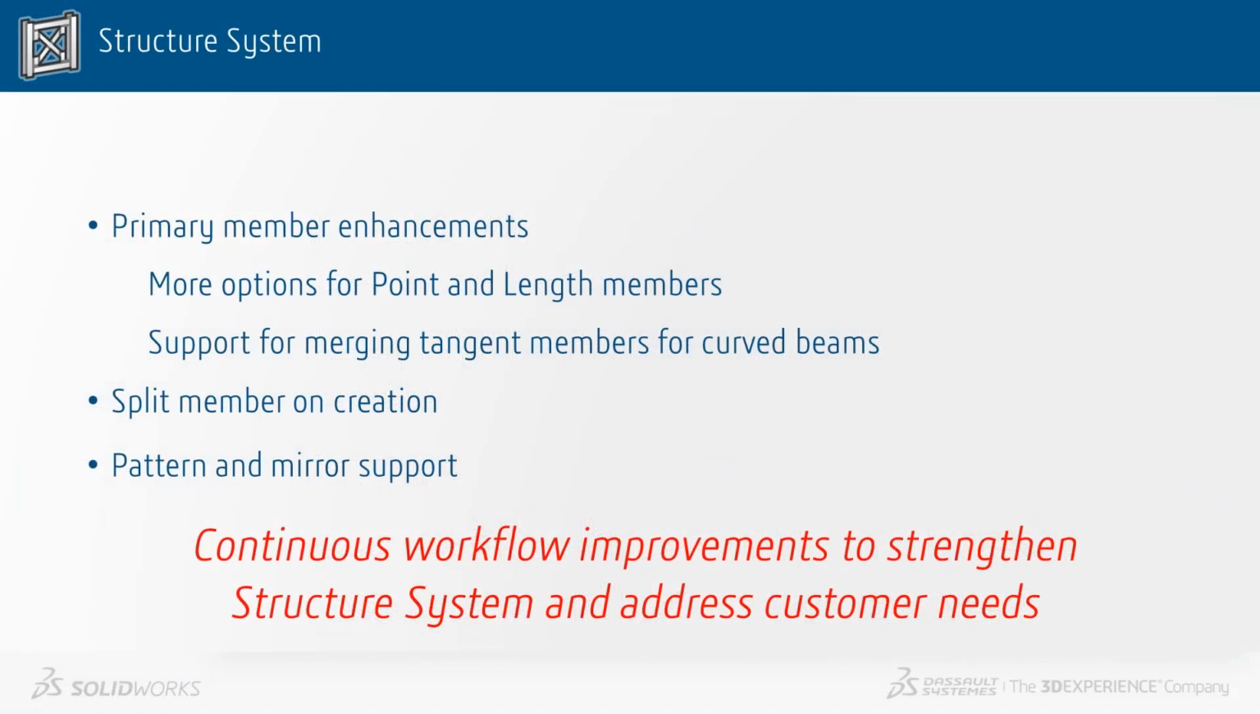So let's summarise the updates for structure system. Within primary members, we now have more options for point and length members, support for merging tangent members for curved beams, we can split members on creation, and we can pattern, and we have mirror support for the structure system.